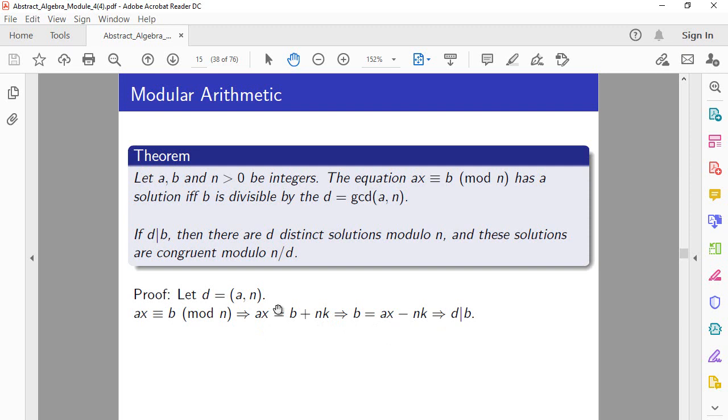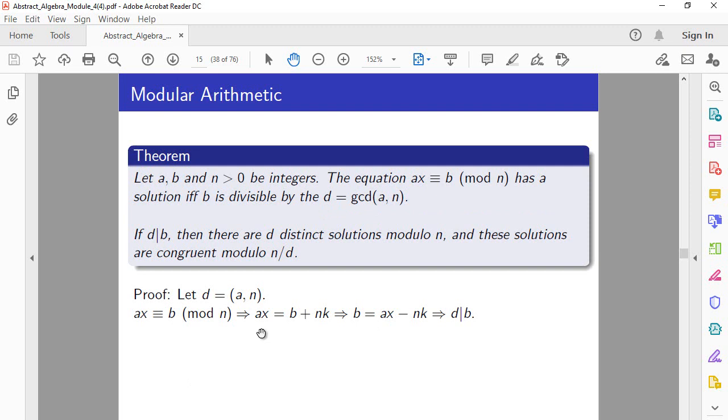Now, since d is the GCD of a and n, it means that d divides both a and n. So we see that d divides the right hand side here because d divides a and n. As a result, we see that d must divide b. So we have shown that if ax is congruent to b mod n, then the GCD d of a and n divides b. Okay, so we have proved the statement in one direction. Let's do the opposite direction.